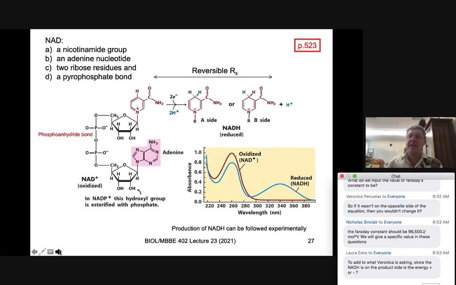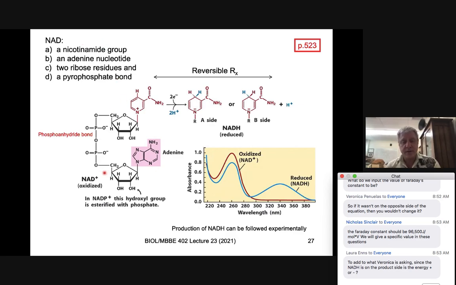So let's have a look at NAD+ first off. Here we have the structure of NAD+ in its oxidized state. We have adenine, the nucleoside. We have the carbohydrate being present. We have the phosphate and anhydride bond, two phosphate groups, and another carbohydrate with the nicotinamide group being present. So again, nicotinamide group, adenine nucleotide, two ribose sugars, and a pyrophosphate, which make up NAD+.